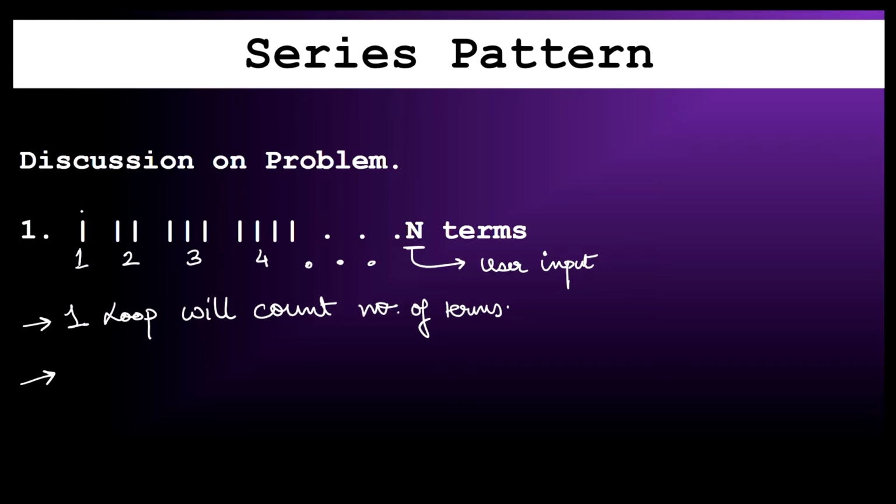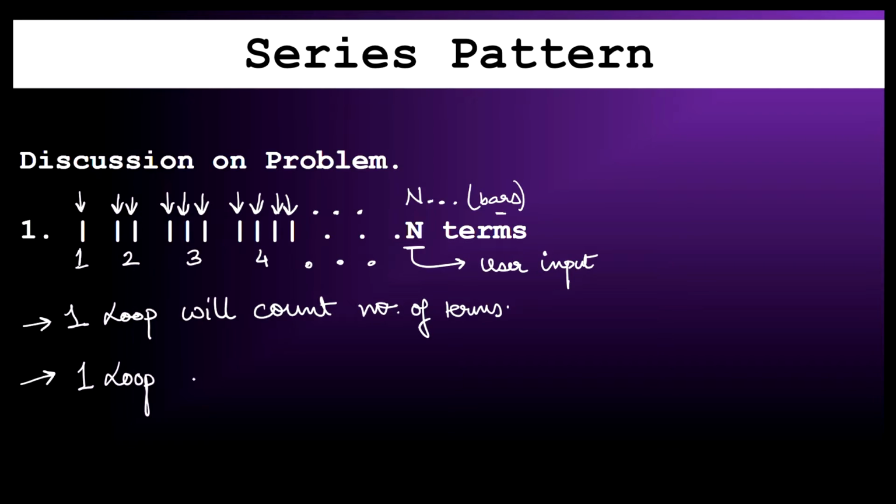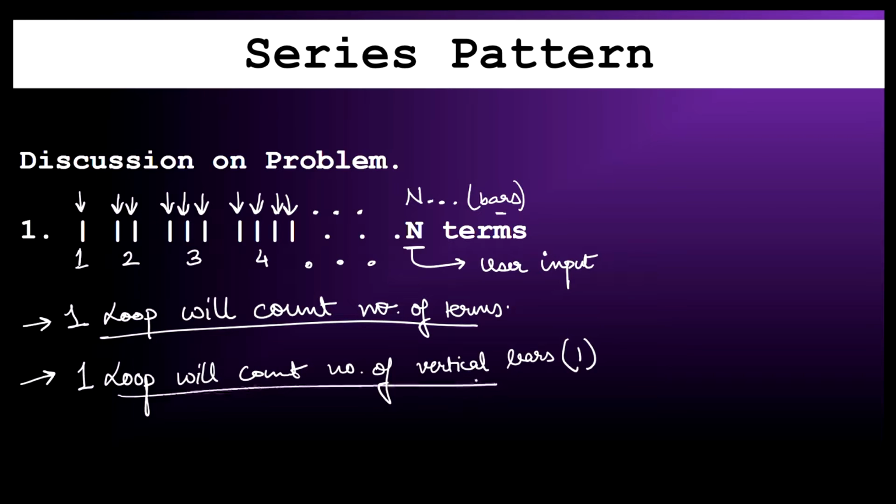Here is only 1 vertical bar, here are 2 vertical bars, here are 3 vertical bars, and here are 4, and like this it keeps on increasing up to n. So what will be the number of vertical bars in the nth term? It will be n vertical bars. So 2 loops. One loop is counting the number of terms and one loop is counting the number of vertical bars, or you can call it vertical lines.